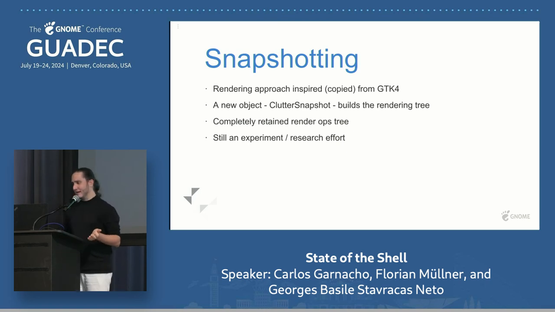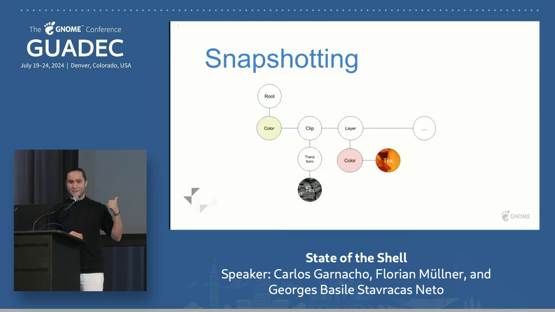What is deferred rendering, you may ask? I had to look it up. It was exactly 4 years ago that I wrote this slide. This is a paint node tree. This is just a tiny little example. Essentially, you have rendering operations like paint a color at a particular rectangle, or change the transform matrix to something else, or clip the contents to this particular rectangle or box, or paint this particular image in this particular rectangle. All those things are paint operations, and in Clutter, they're modeled as a tree of operations.